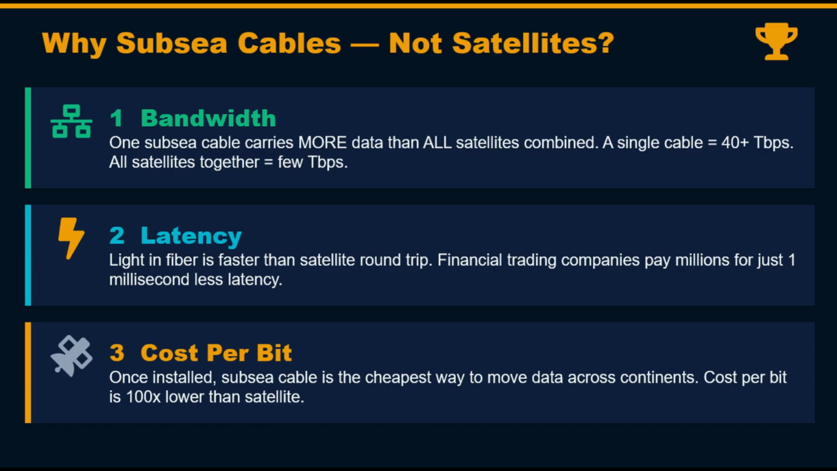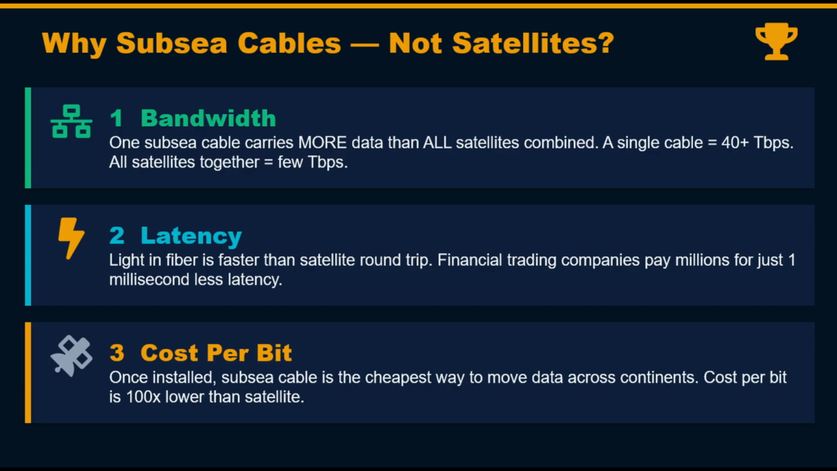Now the big question. Why subsea cables and not satellites? Number 1, bandwidth. One single subsea cable carries more data than all satellites combined. One cable equals 40 plus terabits. All satellites together equal just a few terabits. Number 2, latency. Light in fiber is much faster than satellite round trip. Financial trading companies pay millions of dollars for just 1 millisecond less latency.